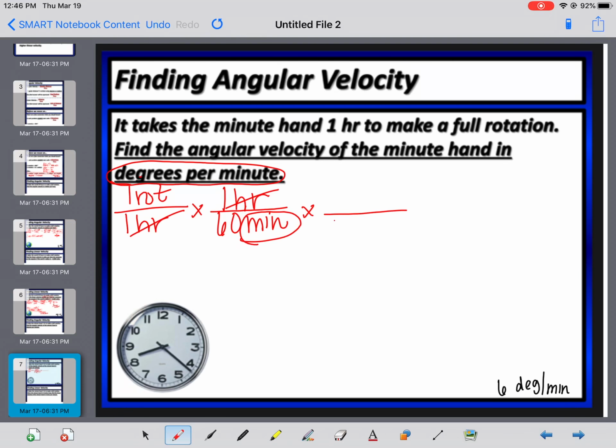I have that. Okay, 1 rotation is 360 degrees. In order to get rotations to cancel, it has to be on the bottom. So now I'm left in degrees per minute. Multiply across the top and across the bottom, and then simplify. I get 6 degrees per minute. You must label your units.